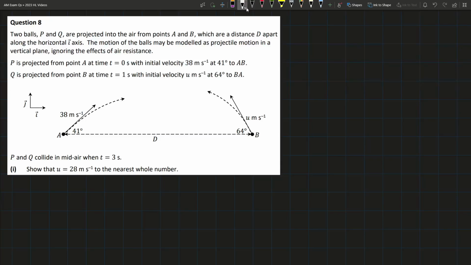So question 8 is a projectile motion question, and it's a bit of a dodgy one at that. I actually wasn't sure about the answers for some of the later parts, but we'll go with it anyway. So we have two different objects undergoing projectile motion.